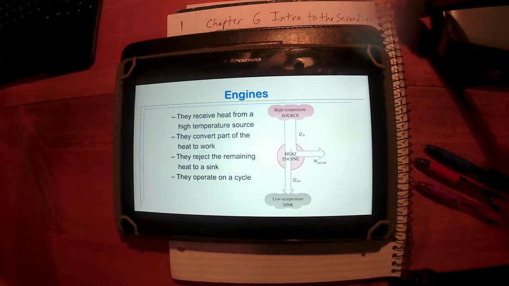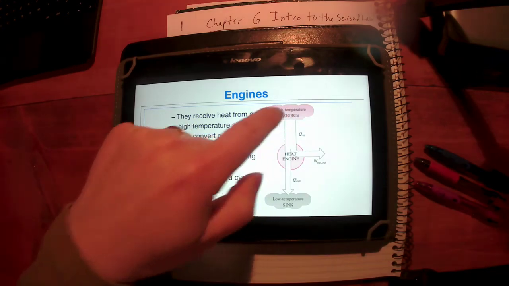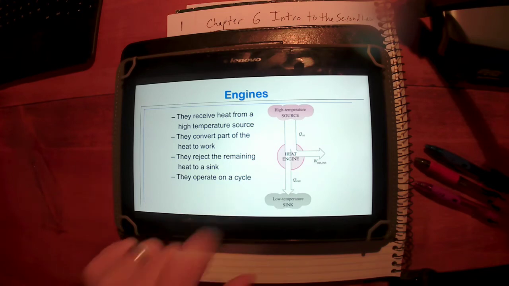In an engine, you want it to repeat. You want it to operate as long as you can provide a fuel source. You want that engine to continue to run. So we've got to operate it in a cycle, so it'll operate as perpetually as we can.